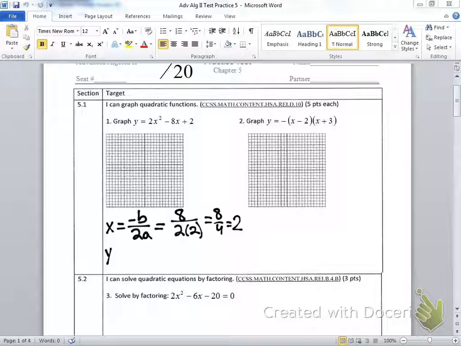Plug it back in. So y equals 2 times 2 squared minus 8 times 2 plus 2. So 8 minus 16 plus 2. Okay. Negative 8 plus 2 is negative 6. So 2, negative 6. Where do you start on this? Okay. So my vertex is at the point 2, negative 6.